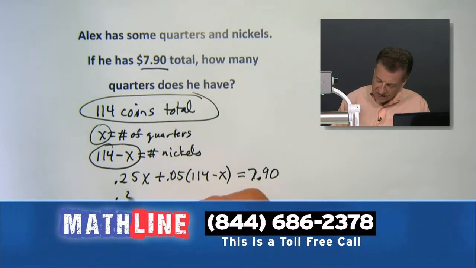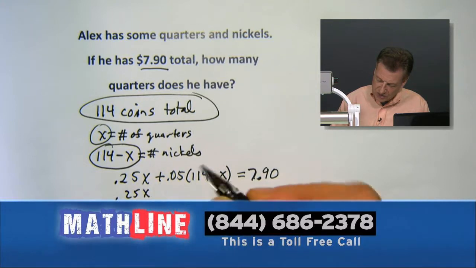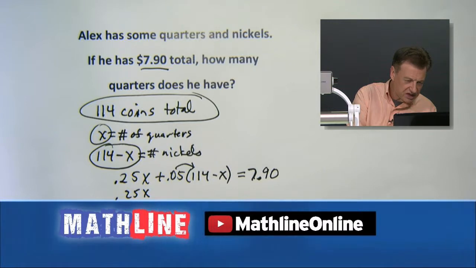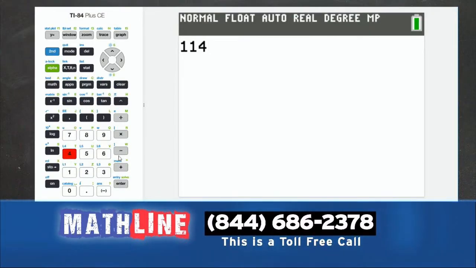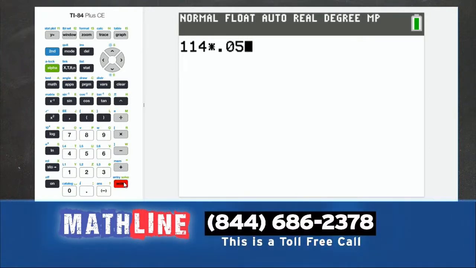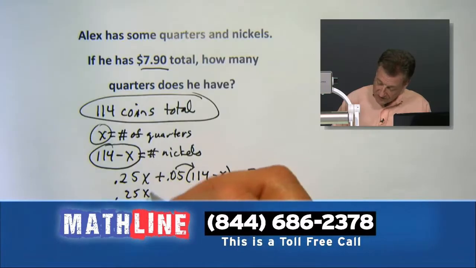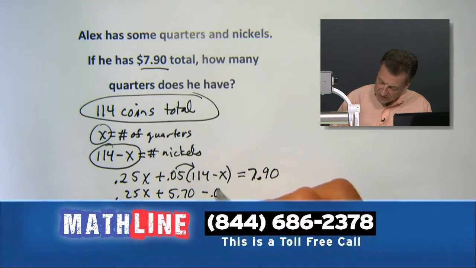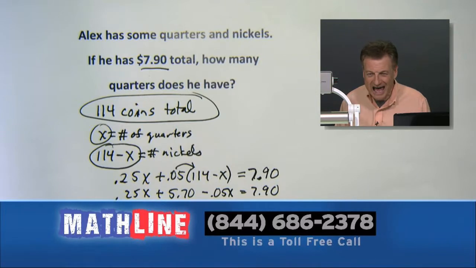We've got 25x. Let's do that on the calculator, making sure we don't make a decimal mistake. 114 multiplied by 0.05, we're decimalizing here, and that takes us to 5.70. We are talking money here. So there's 5.70 minus 0.05x, plus 0.25x, equals 7.90.